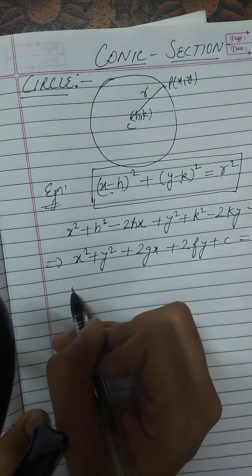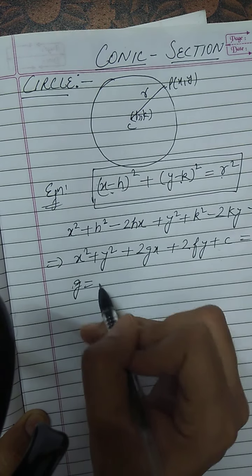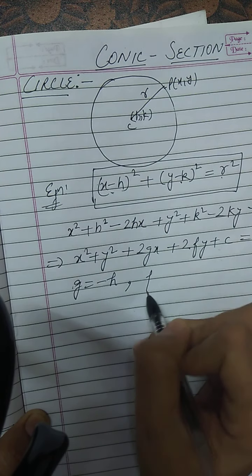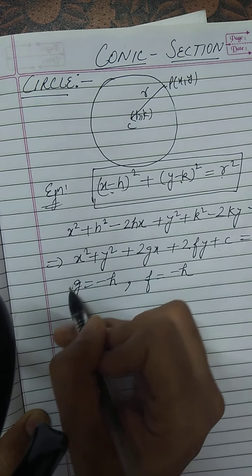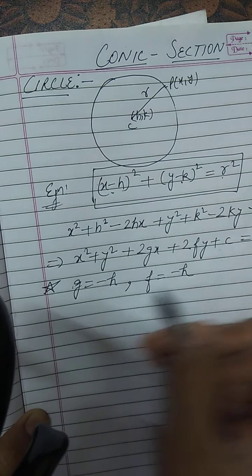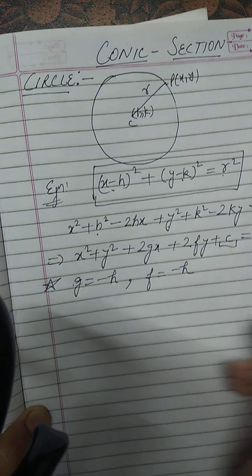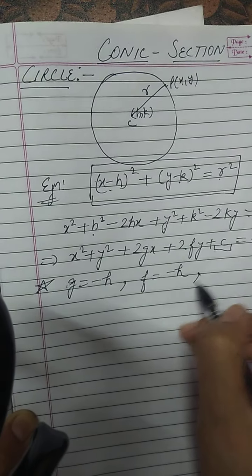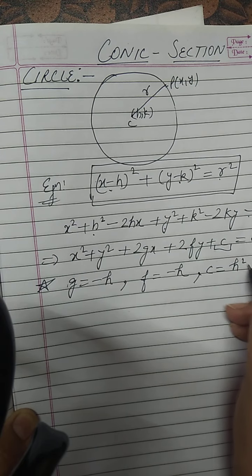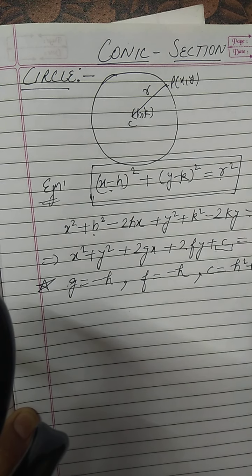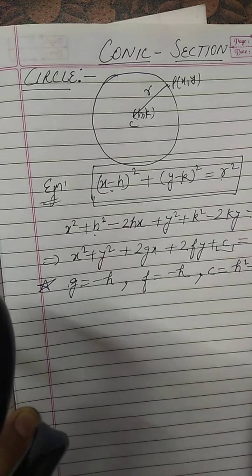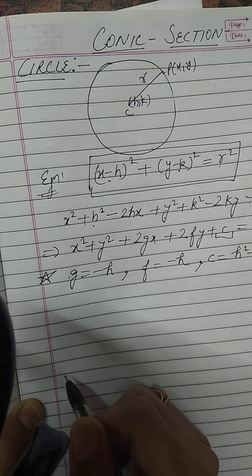Now what is this g? g is actually minus h, and what is f? f is actually minus k. This is important. And the value of c, all the squares of the constants, we have taken as c. So what is c here? c is h square plus k square minus r square. So that will be the c.